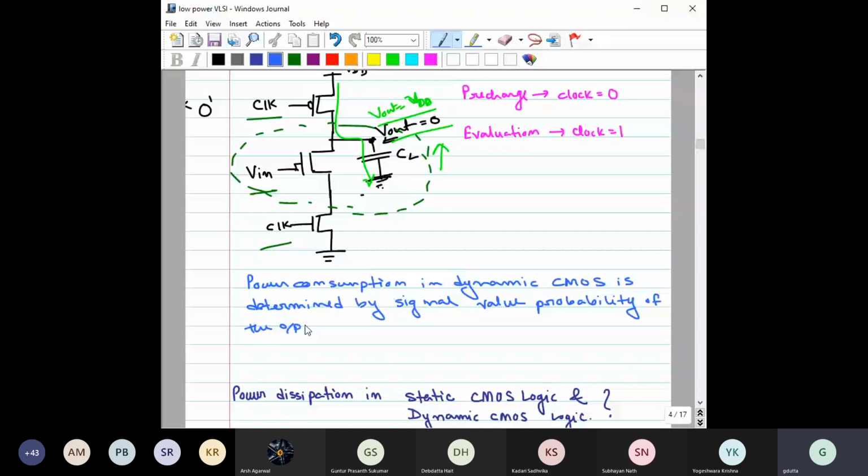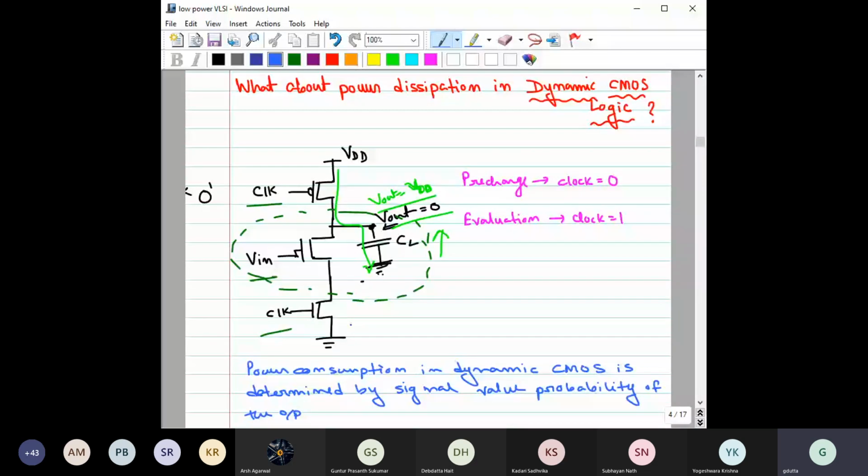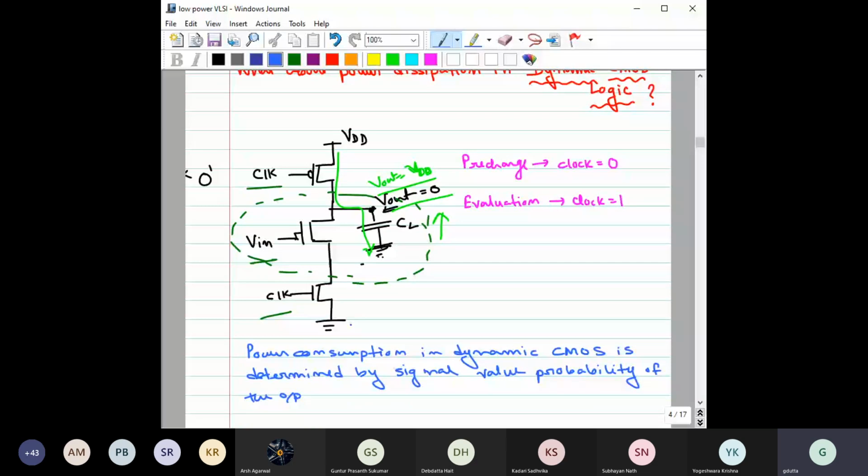Switching activity for V in. Okay, so no. Here we are not, see, the switching activity.